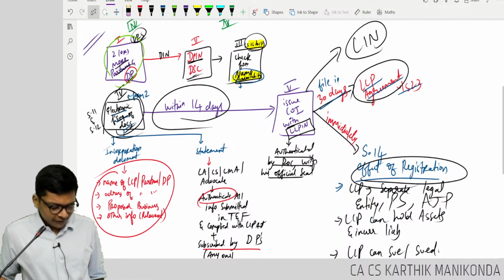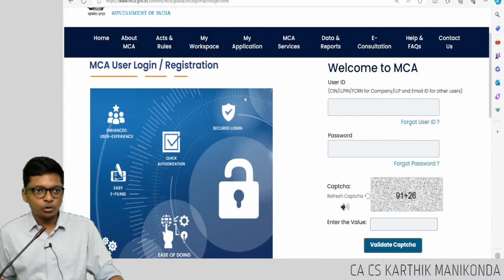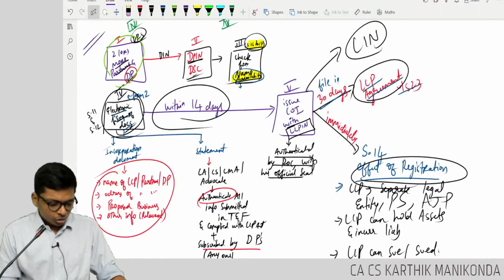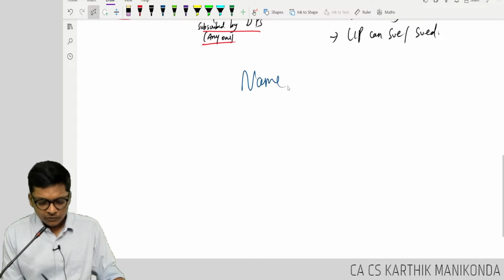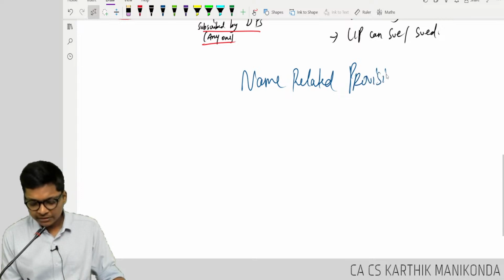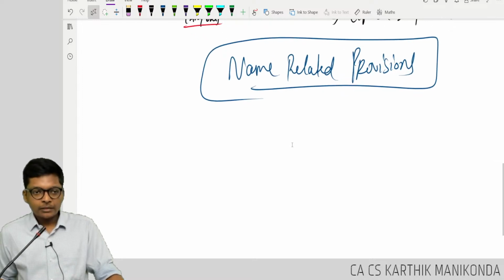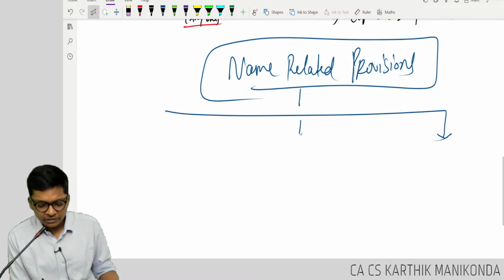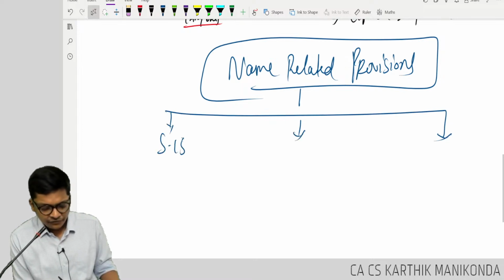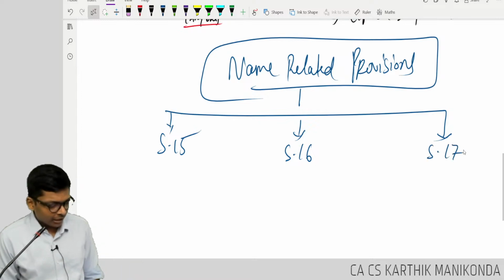Clear? Now if I go to the website, sir, what is this name reservation? I'm going to go to the name reservation part. So below this chart, that's it. The chart is over. You can write a separate heading, name related provisions. Will they ask the whole chart? Maybe not. But within that, any concept can come. In name related provisions, we have 3 concepts: section 15, section 16 and section 17. Are you guys following, guys?